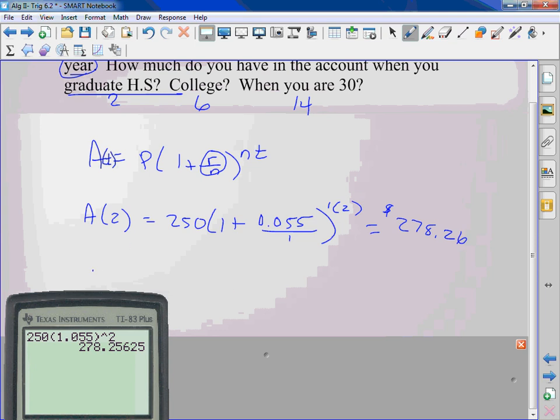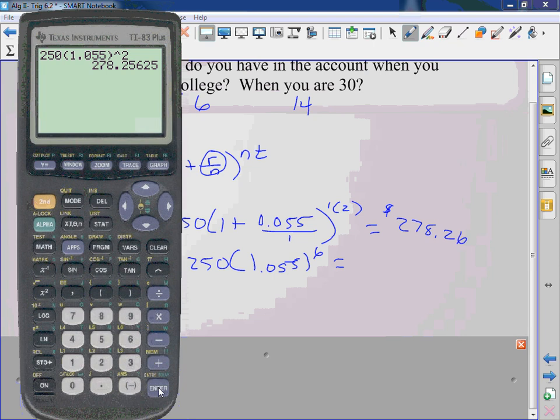So let's see after college. So it's 250, 1.055. Now it's a 6. Instead of having to retype everything, what can I do? Second, enter. You know the number that's after the A for the first one? That's always going to be the same as the one at the end. Now my time is 6 for 6 years. So after 6 years, you will have $344.71.